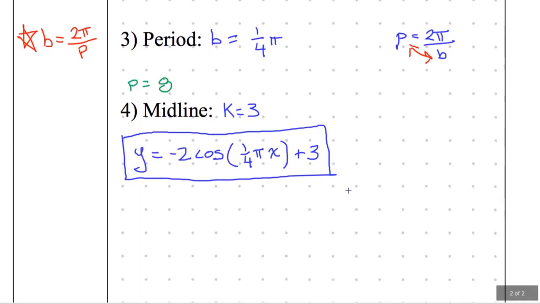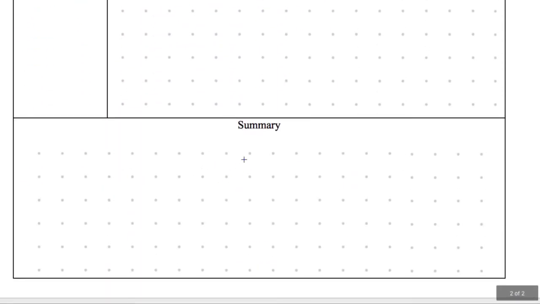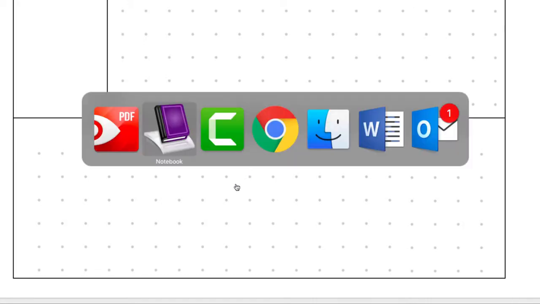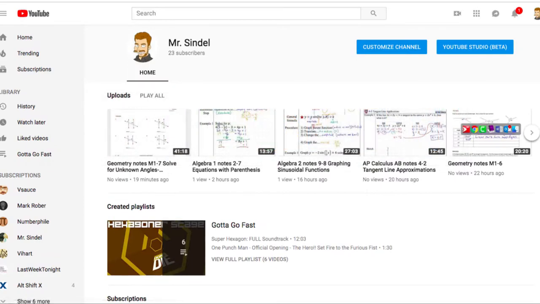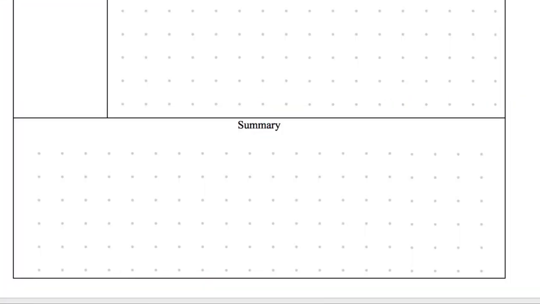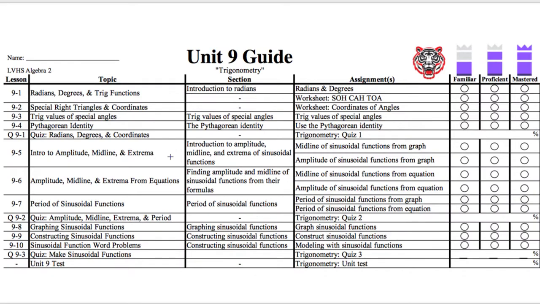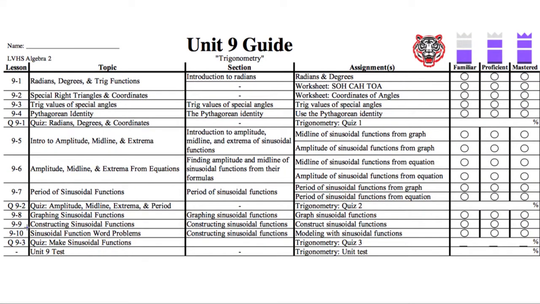Alright, so what I want you two to do right now is to finish your summary and then go on Khan Academy and work on that one problem set. And just to make sure we know what's going on, on our unit guide, we just did 9-9, constructing sinusoidal functions. 9-10 is going to be tomorrow. That's going to be on Friday, which means our quiz is going to be on Monday, and our test is going to be on Tuesday. So it's going to go very fast. Make sure that we're ready for the quiz on Monday and the test on Tuesday.